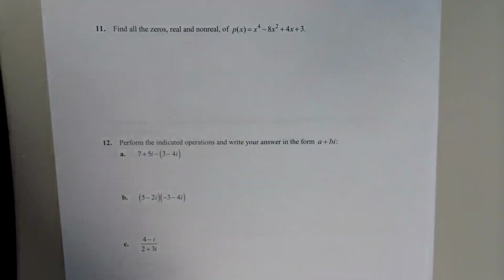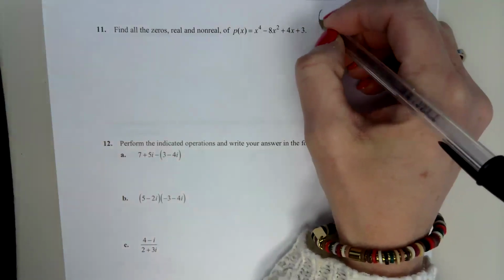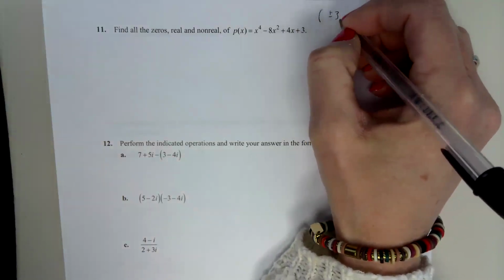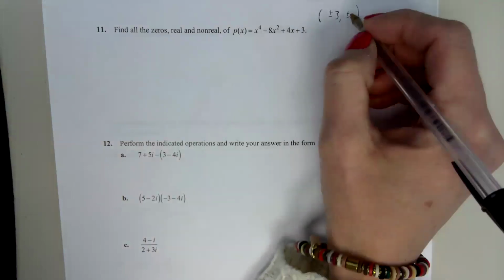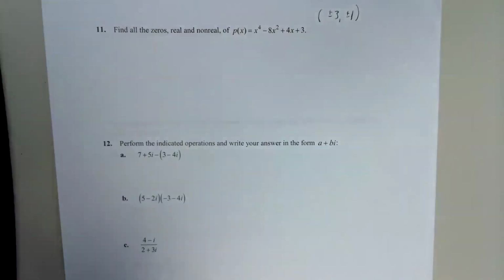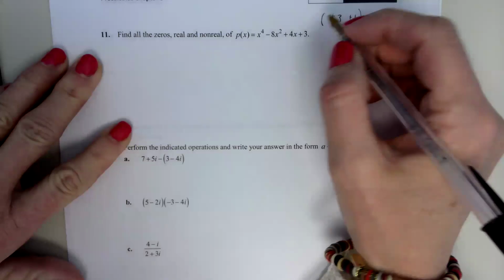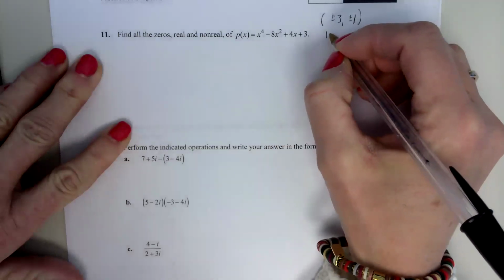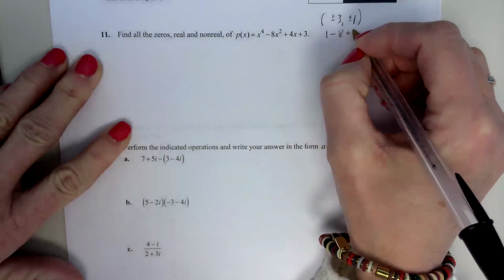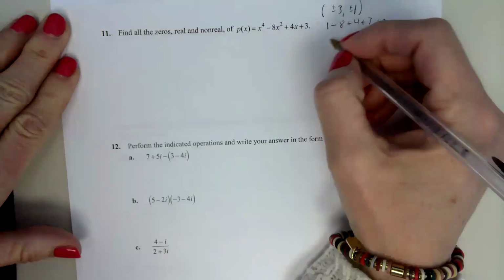Okay. So my possibilities for real are plus or minus 3 and plus or minus 1 because the leading coefficient is 1. So I just have factors of 3. So if 1 is a factor, then if I put 1 in, I will get 0. So 1 minus 8 plus 4 plus 3 is 0. Yay. So 1 is a 0.